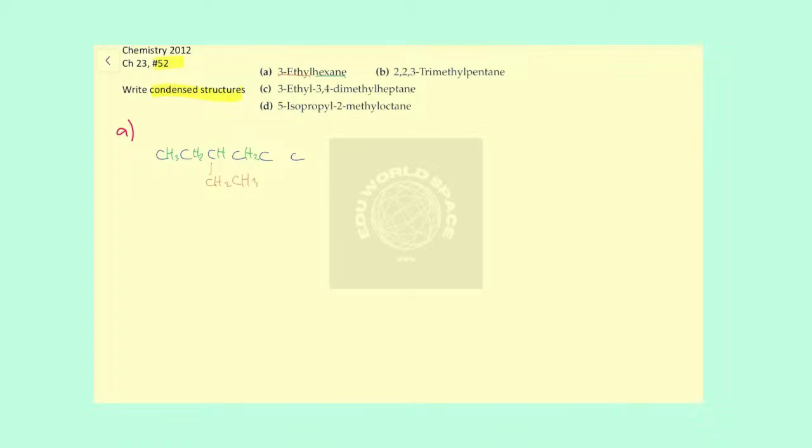2,2,3 trimethyl means we got 3 methyl groups. They're on carbons 2, 2, and 3. So carbon 2 has 2 methyl groups, and carbon 3 has 1. Okay. So I'll go ahead and fill those bonds with methyl groups.